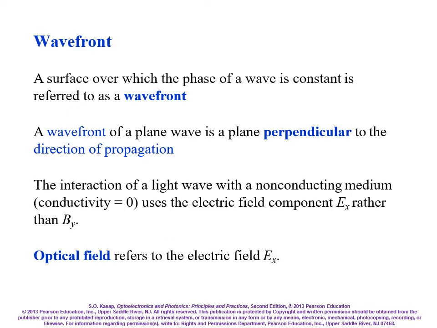What is a wavefront? A surface over which the phase of a wave is constant is referred to as a wavefront. A wavefront of a plane wave is a plane perpendicular to the direction of propagation. The interaction of a light wave with a non-conducting medium, where conductivity is 0, uses the electric field component Ex rather than By. Optical field refers to the electric field Ex.